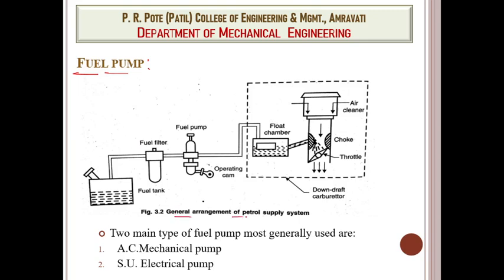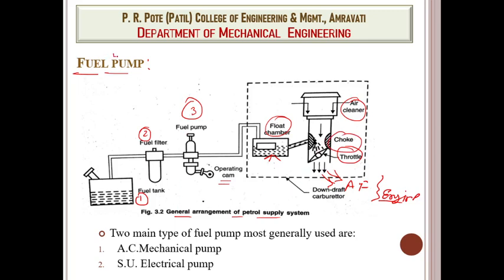So this is the general arrangement of the petrol supply system. If you observe the diagram, first number is our fuel tank, second number is the fuel filter, third number is the fuel pump, operated by the cam as required. This is the float chamber for overflow, this is the air cleaner, this is the throttle valve. With the help of this throttle we transfer the air-fuel mixture into the engine, guys. And the choke will be provided there. So this is the general diagram of the fuel system.